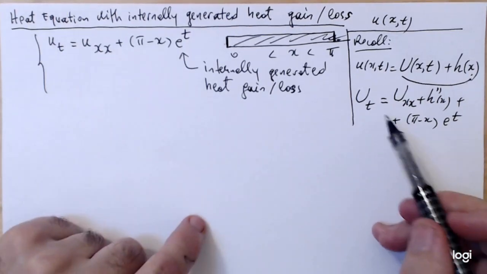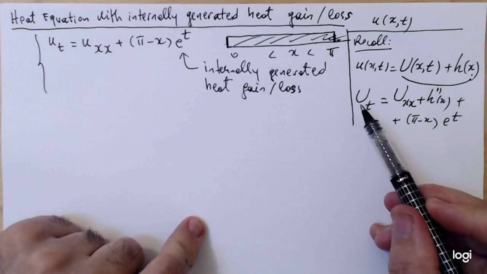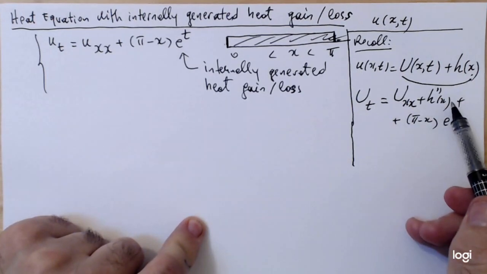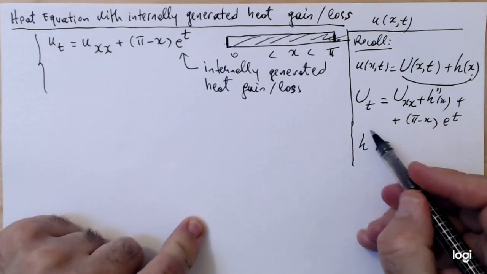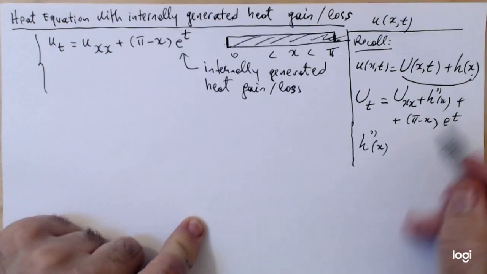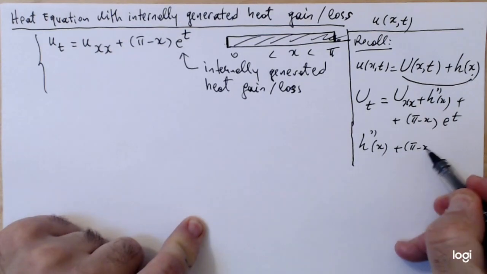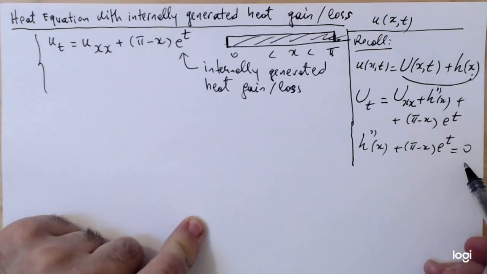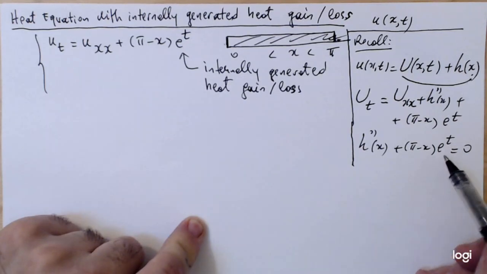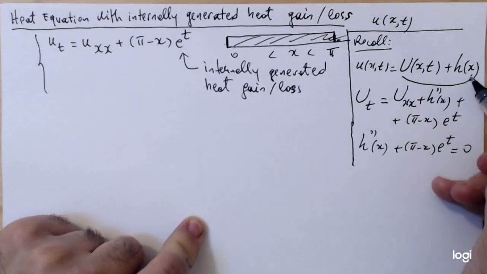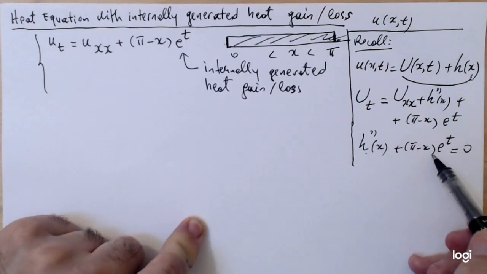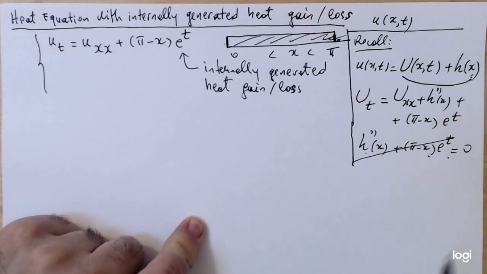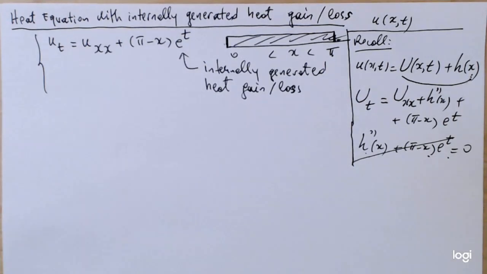But the goal, remember, was to create a homogeneous equation in big U. And that would have worked if I could determine the function h double prime of x such that this guy is 0. But of course, that basically goes against our main assumption, namely that h depends on x only. So because it depends on t, there is no such h of x.